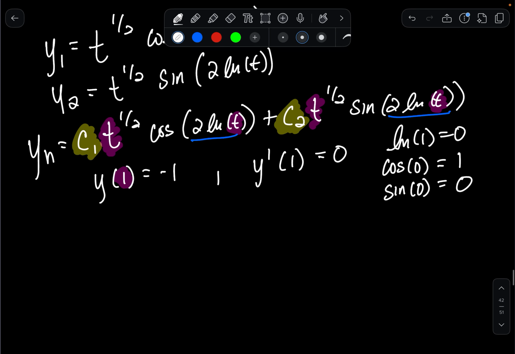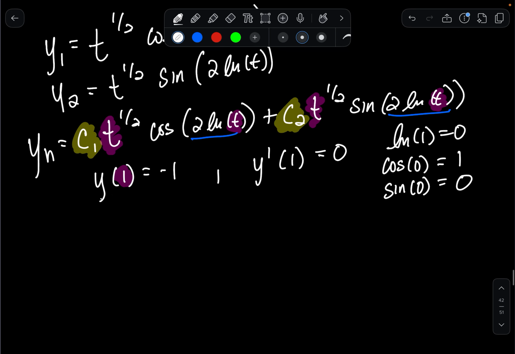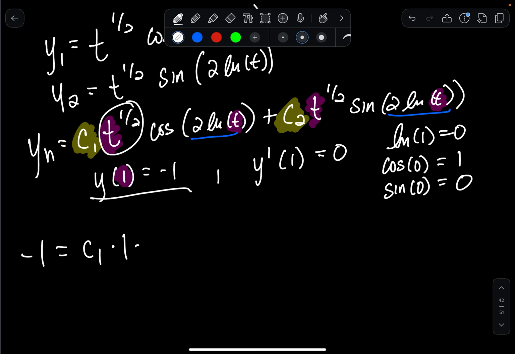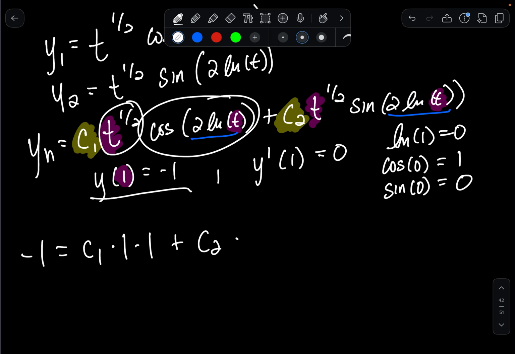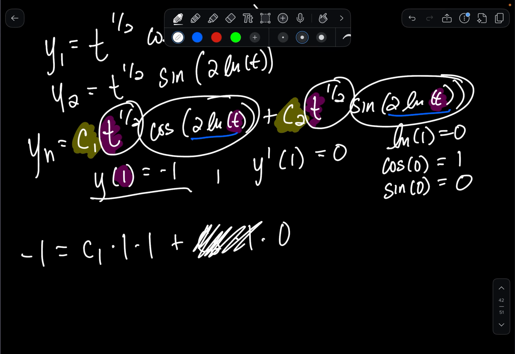Okay, so now if we plug in this initial condition, we get negative 1 on the left is equal to c1 times, well, this will be 1, times this will be 1, plus c2 times, well, this will be 1, times, well, this will be 0. There we go. And c2 will be multiplied by 0, which means this whole term is gone. So we just get c1 as negative 1.